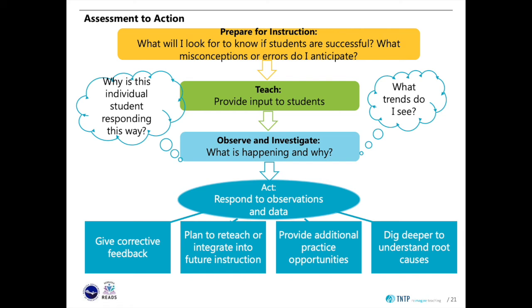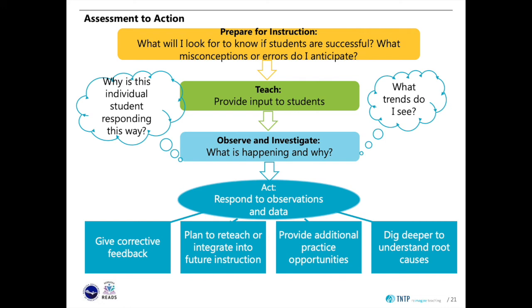And then while you're teaching, you're going to make sure you're providing that input to your students. While you're teaching, you're going to be thinking about what is happening and why. The two questions you're asking yourself are, what trends do I see? Why is this individual student responding this way? So once you've thought about that and you've observed and you've investigated, you then go into act.